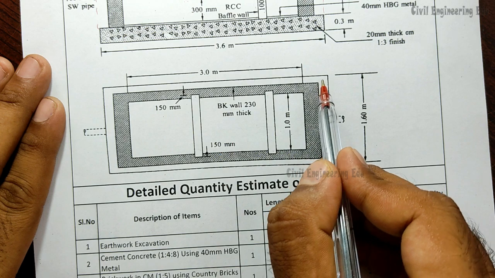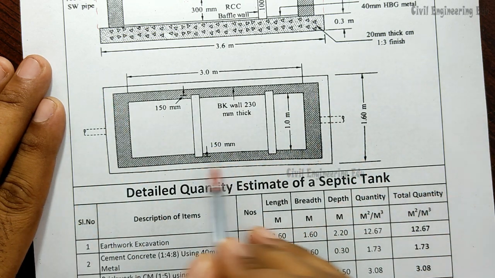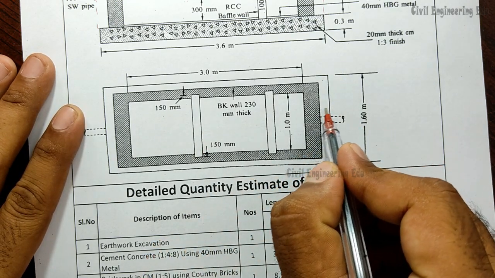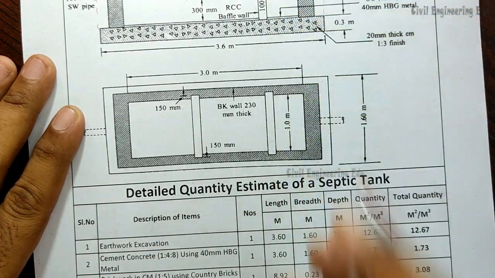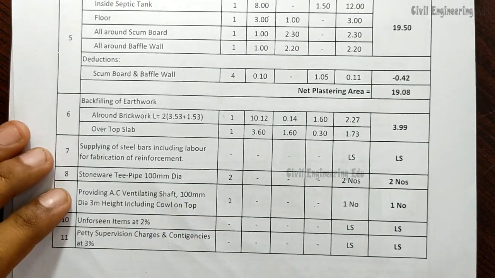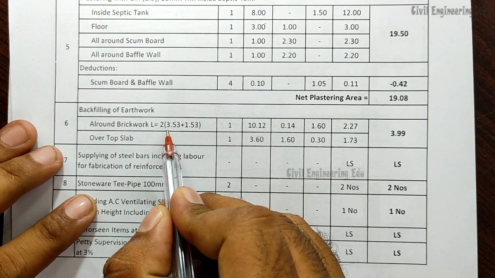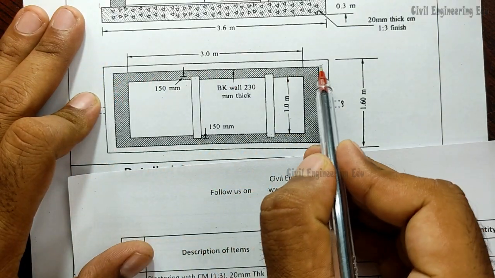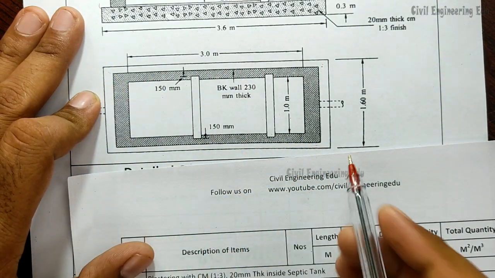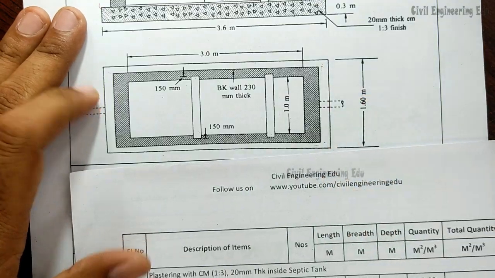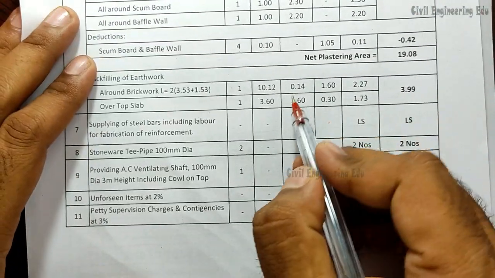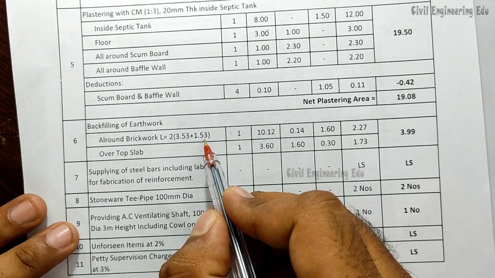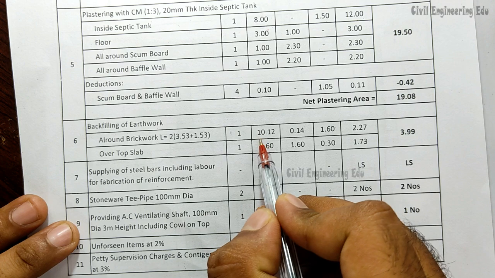Based on the center to center dimensions, we will multiply 2 into L plus B. Again we will get the complete length multiplied with the breadth and height of this excavation. All around the brick we got 3.53 meters on this horizontal side from this center to this center, and from this center to this center we got 1.53 meters on the other side. So 2 into L plus B is equal to 10.12 meters.